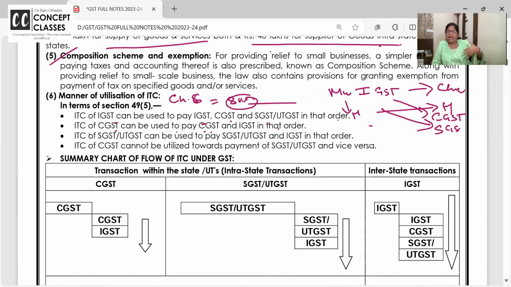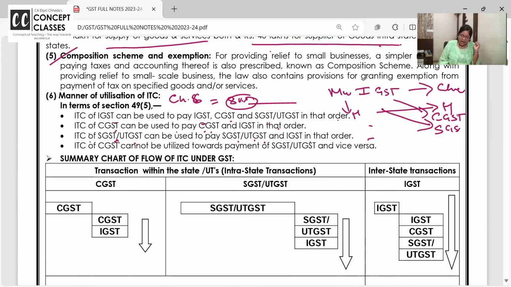It may so happen I'm buying in the state, so I'm paying CGST and SGST, and I'm selling interstate, so I am charging IGST. So can I set off CGST in CGST? Yes. Balance CGST in IGST? Yes. Right? Input tax credit of SGST, state tax or union territory, in output SGST and IGST. I hope it is clear.